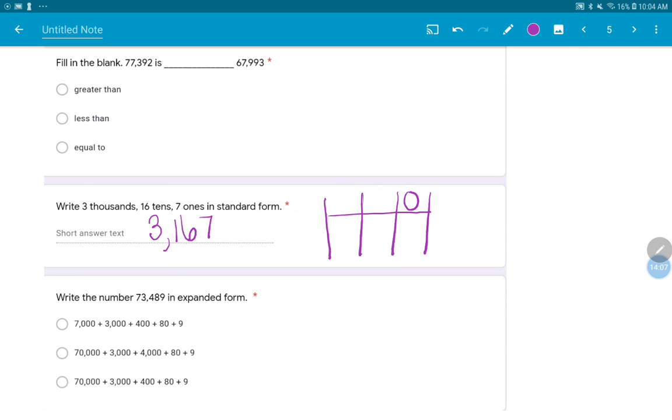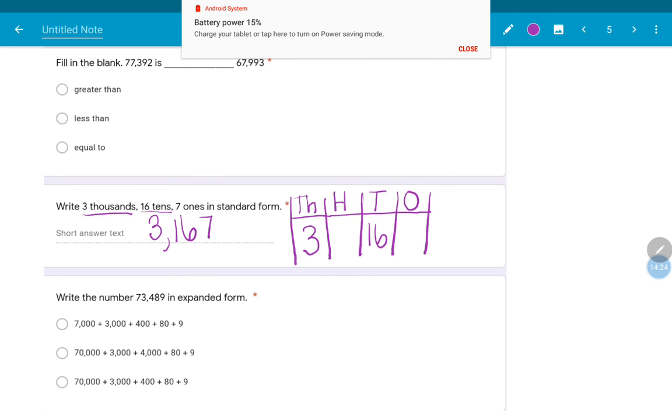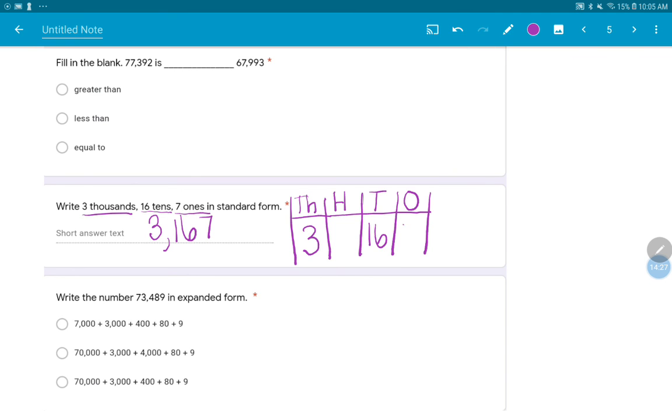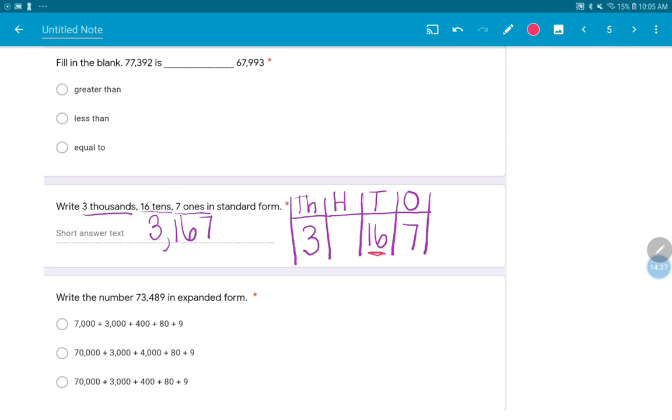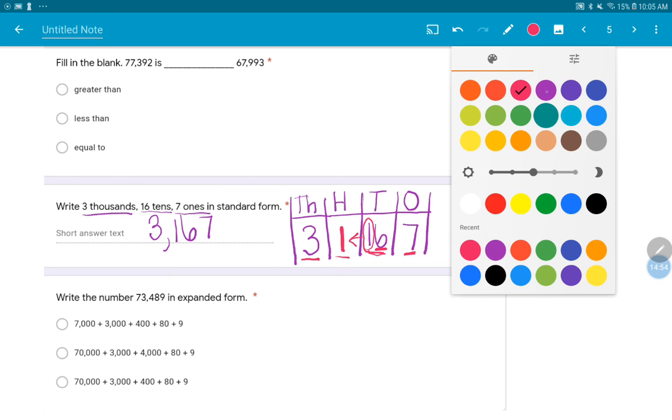So I've got my ones, tens, hundreds, and thousands. So I know that it tells me I have 3 thousands, I have 16 tens, and I have 7 ones. What happens to those 16 tens, Jacob? 10 and the 16 move to the 100. Yeah, I'm going to take this 10 and move it over, and it becomes hundreds. So I have 3,167.